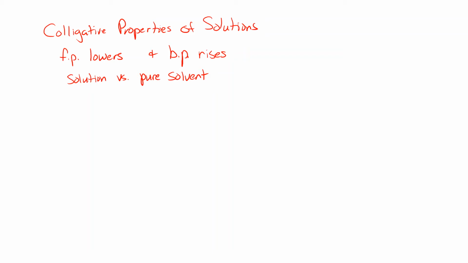So if you've ever put salt in your pasta water in order to make it boil faster, that's not working. The boiling point is rising. You're doing that for taste, at least I hope so, as opposed to manipulating the boiling point. It doesn't actually make the thing boil faster. Okay, so in a solution versus a pure solvent, the freezing point will always lower, the boiling point will always rise.